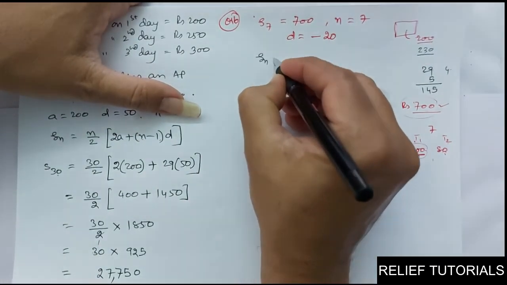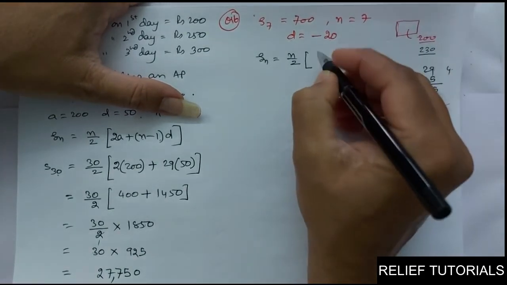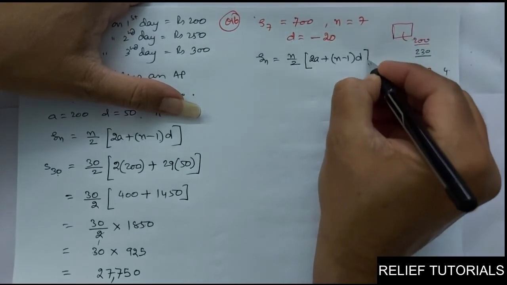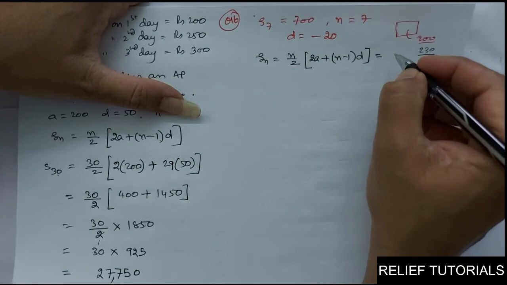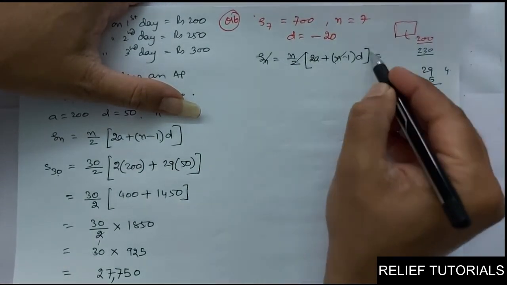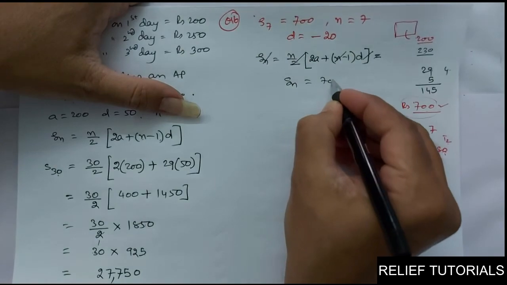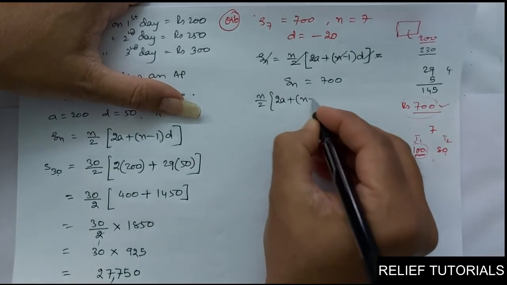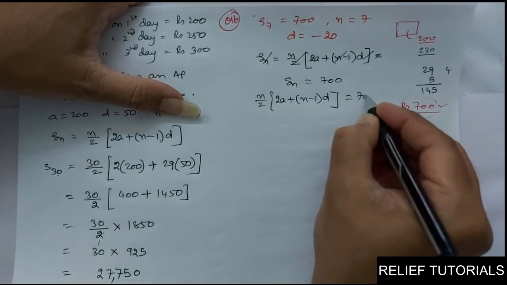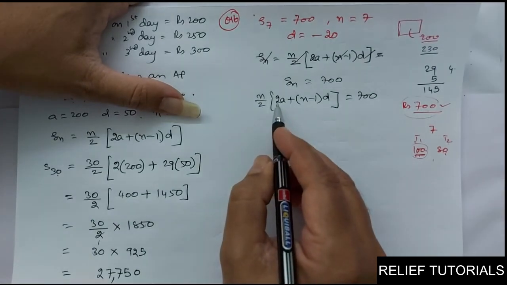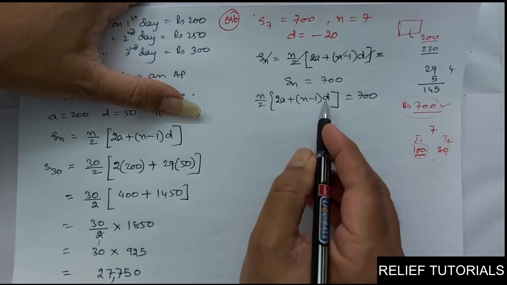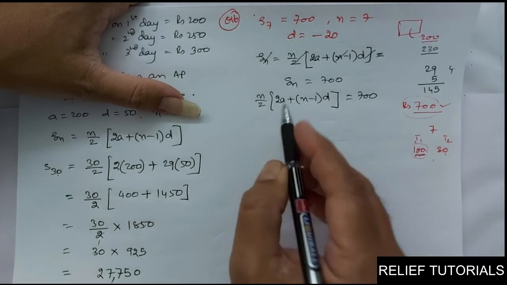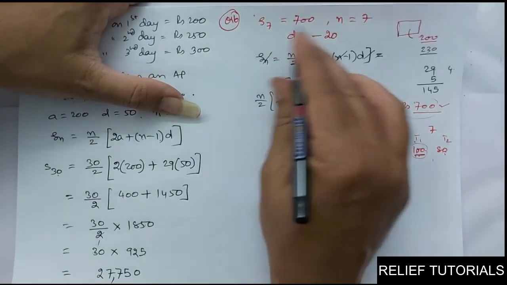So we have the formula Sn is equals to n by 2 [2a plus (n minus 1) into d]. This is the formula Sn, and that is equals to 700. Clear? See, I will use this way. Just a minute. Sn is equals to 700. Sn, you know, n by 2 [2a plus (n minus 1) into difference] is equals to 700. Now we have difference. Clear? Only one thing is unknown here. S7 is 700. N is 7.